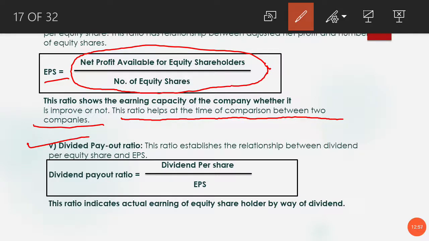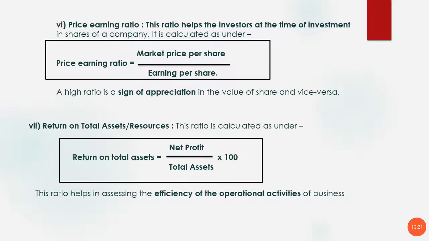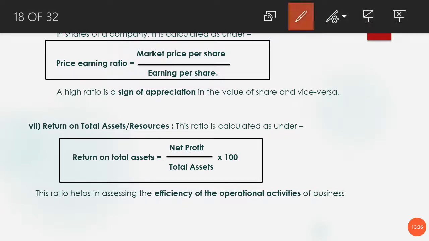5. Dividend payout ratio. This ratio establishes a relationship between dividend per equity share and earning per share. Dividend payout ratio is dividend per share divided by earning per share. This ratio indicates actual earnings of equity shareholders by way of dividend. 6. Price earning ratio. This ratio helps investors at the time of investment in shares of a company. It is calculated as under. Price earnings ratio is equal to market price per share divided by earning per share. A high ratio is a sign of appreciation in the value of share, and vice versa.